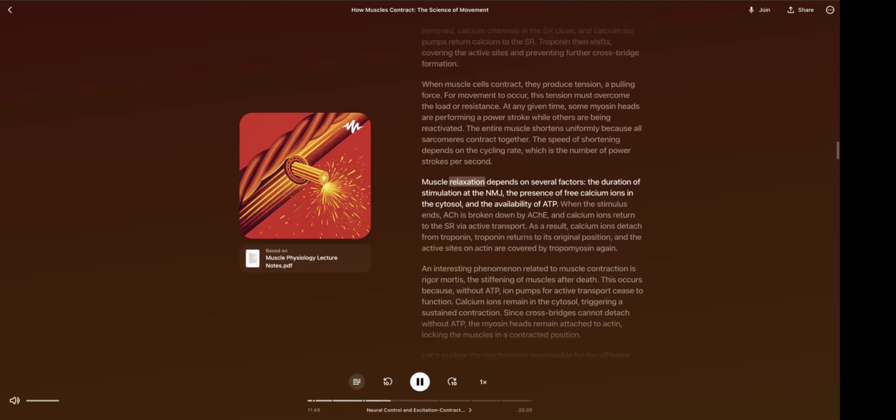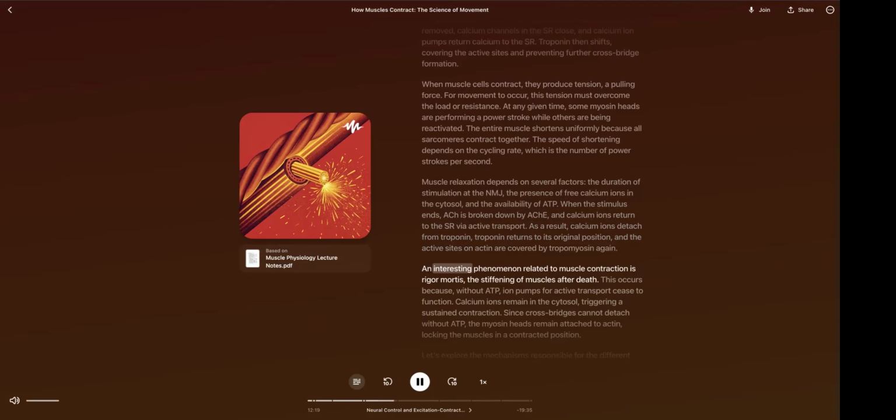Muscle relaxation depends on several factors: the duration of stimulation at the NMJ, the presence of free calcium ions in the cytosol, and the availability of ATP. When the stimulus ends, ACh is broken down by AChE, and calcium ions return to the SR via active transport. As a result, calcium ions detach from troponin. Troponin returns to its original position, and the active sites on actin are covered by tropomyosin again.